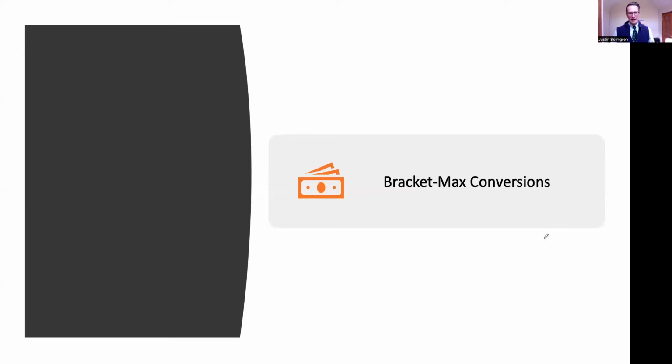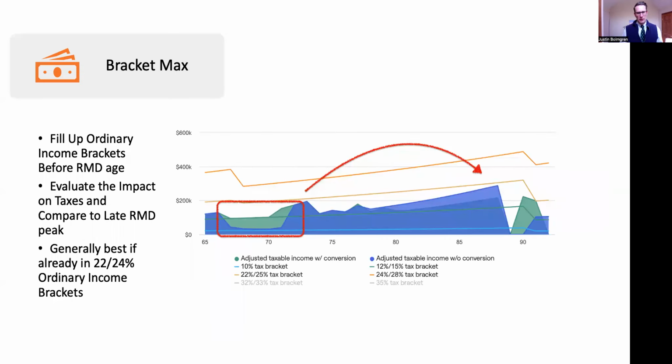The bracket max conversion. What does that mean? What are we referring to? Well, you might have guessed it, referring to the tax bracket. And by the name, you might be able to conclude we're maxing out a particular tax bracket. So how do we do that? Well, let's talk a little bit about its purpose.